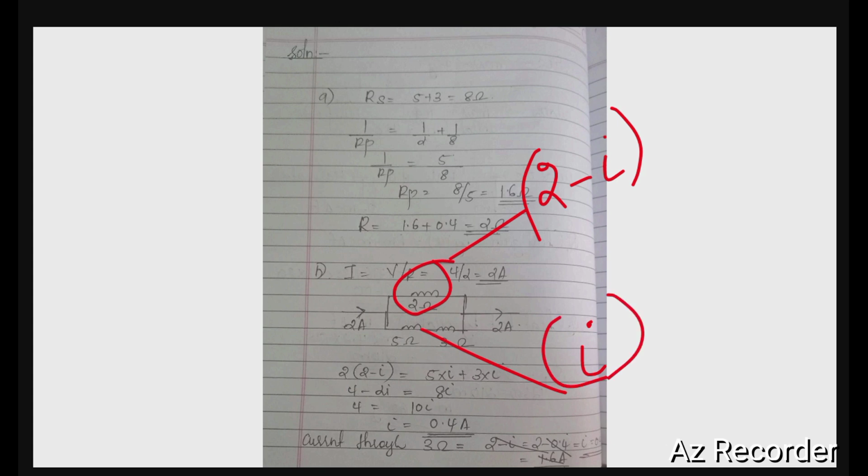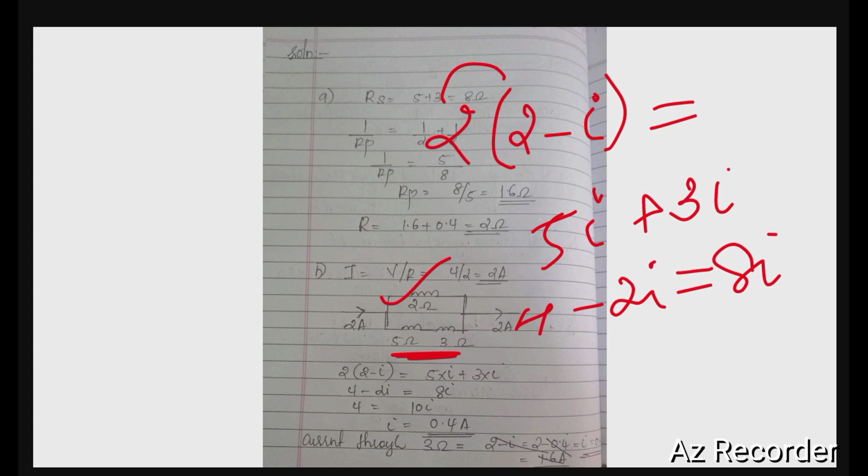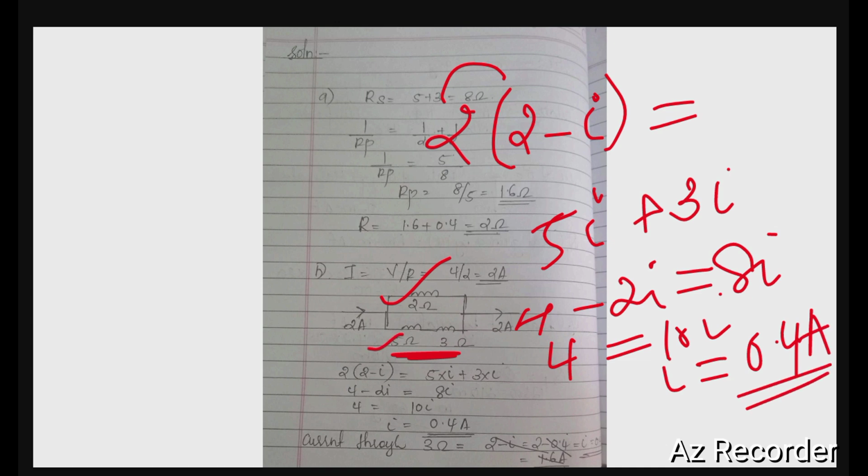Now we know that the voltage across them will be the same. So the voltage across this will be 2 into (2 minus I), which is equal to the voltage across this, 5 into I plus 3 into I. On solving, opening the bracket, we get 4 minus 2I is equal to 8I. Therefore 4 is equal to 10I, so I is equal to 0.4 ampere. Since the 5 ohm and 3 ohm are in series, the same current passes through both of them. So the current which passes through the 3 ohm resistor when the key closes the circuit is 0.4 ampere.